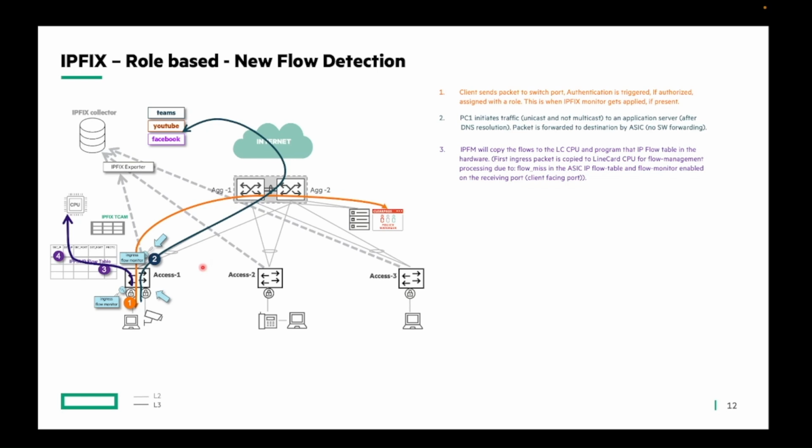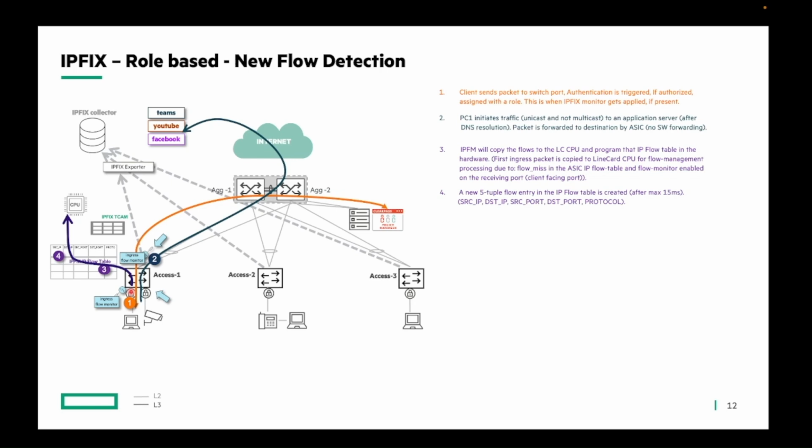Now, IPFM will copy the flows to the LC CPU and program that IP flow table in the hardware. The first ingress packet is copied to the line card CPU for flow management processing due to a flow miss in the ASIC IP flow table and flow monitor enabled on the receiving port, the client-facing port. Here, a new 5-tuple flow entry in the IP flow table is created after a maximum of 15 seconds.